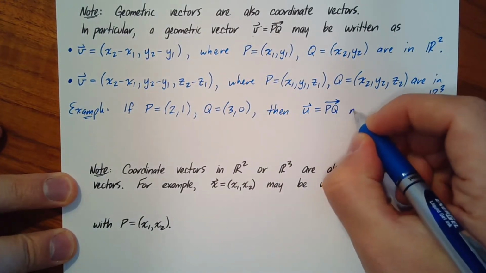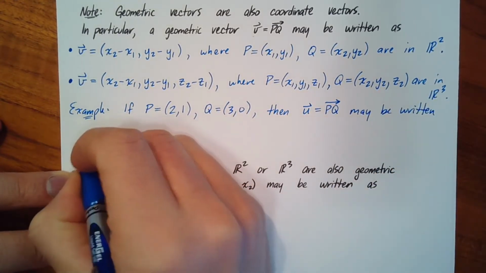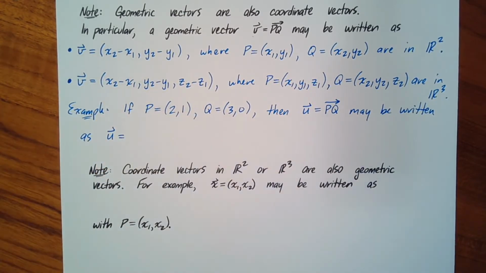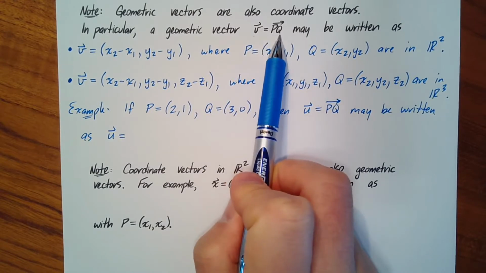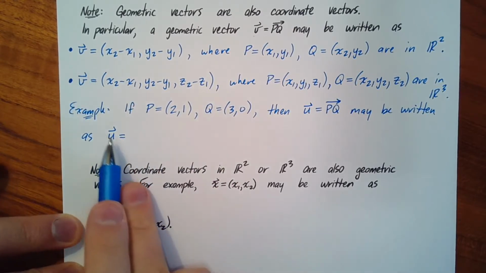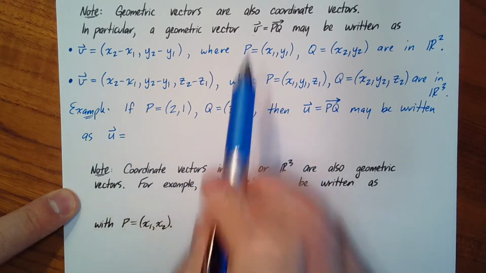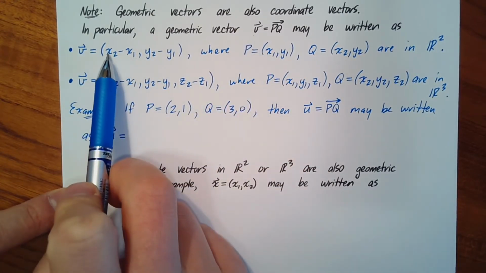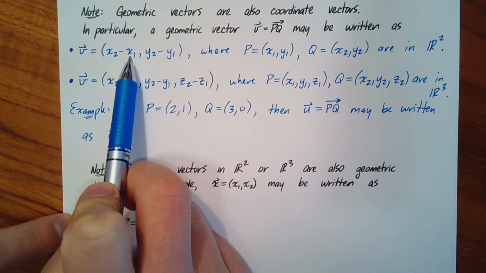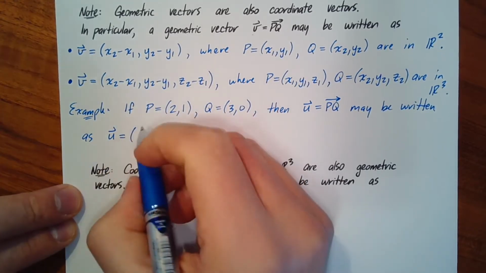So this may be written as the following. I can write the vector U, and then just follow the recipe, right? You've got initial point P and a terminal point Q, which are given by these two points. So just follow this formula. When I write U as a coordinate vector, I'm going to follow the V, right? Because I called it U, but in the formula it was based on V. So you're going to take the first coordinate of your terminal point and subtract the first coordinate of your initial point. So the first coordinate of U as a coordinate vector is going to be 3 minus 2.